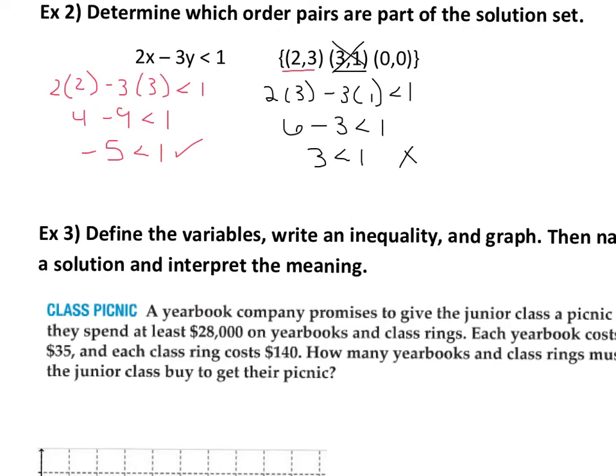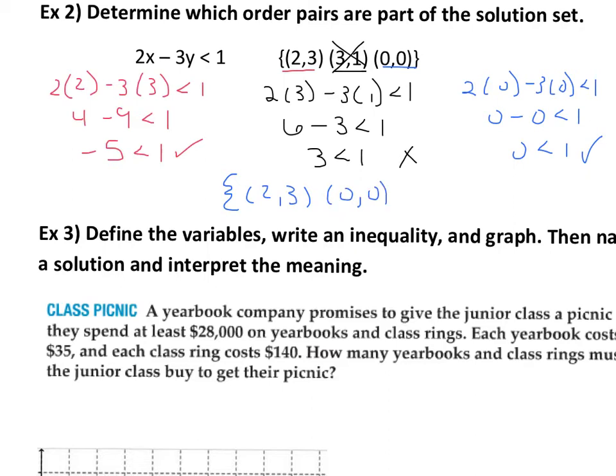And on the last one, we're going to do 0, 0. Again, I'm plugging 0 in for x and 0 in for y. So I'm going to have 2 times 0 minus 3 times 0 less than 1. So 0 minus 0, or just 0, is less than 1. Yep, that looks good. 0 is less than 1. So my final answer will be, in set brackets, 2, 3 worked and 0, 0 worked.